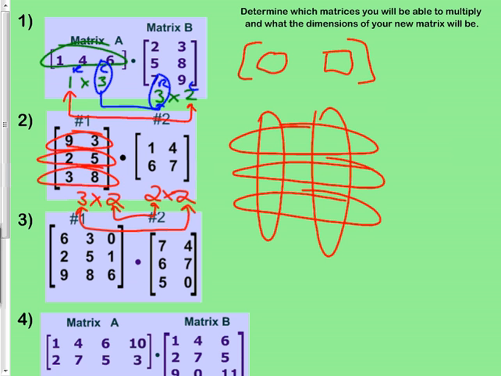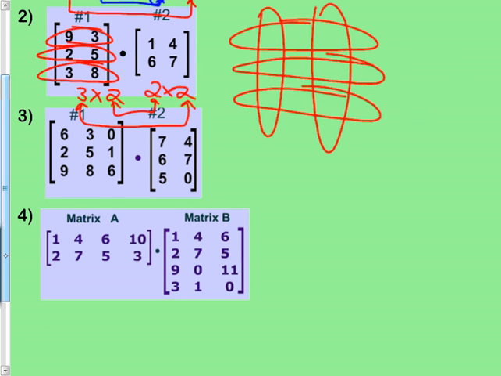All right. Now, how do you actually do them? That's going to be more complicated. I think I've done enough of those. I think you get the idea. This is a 3 by 3, and this is a 3 by 2, and this works, and it's a 3 by 2. Get the idea?